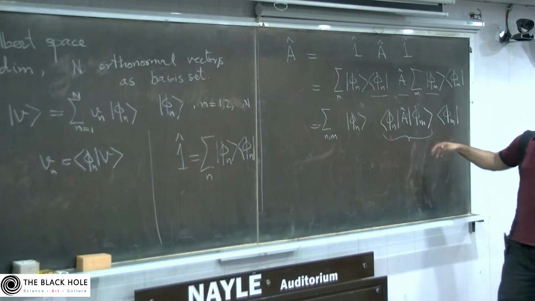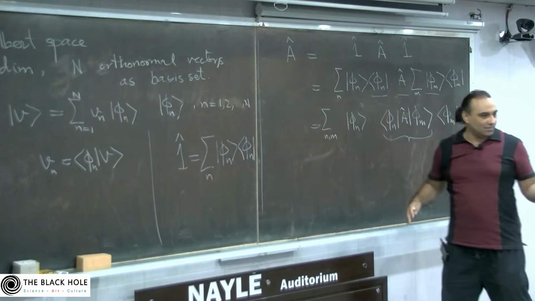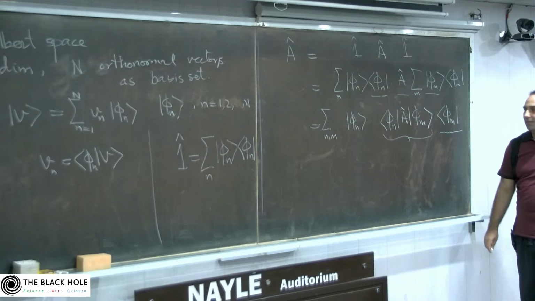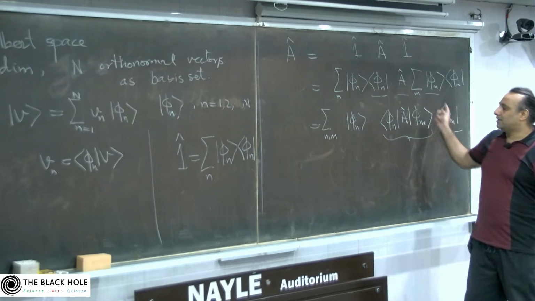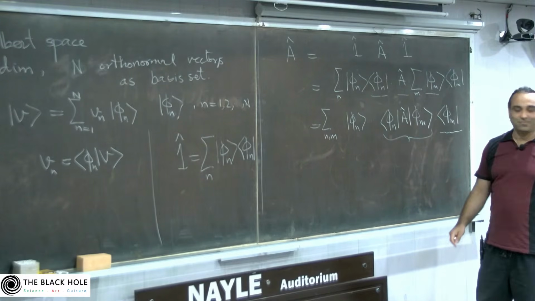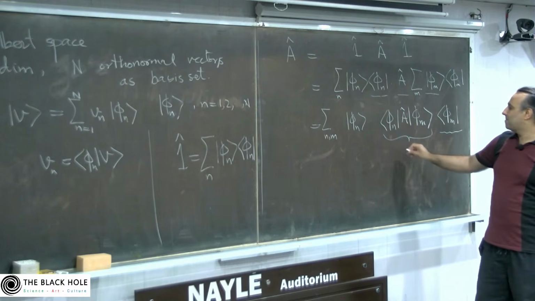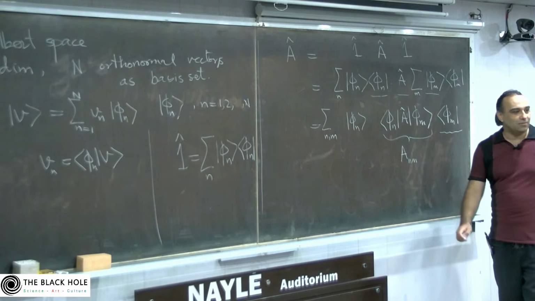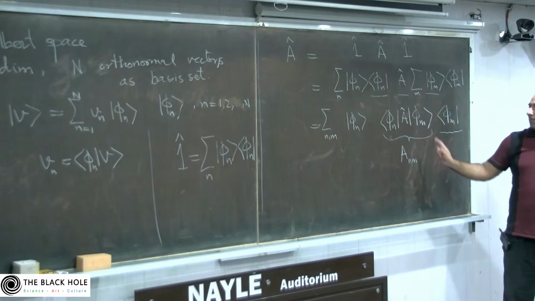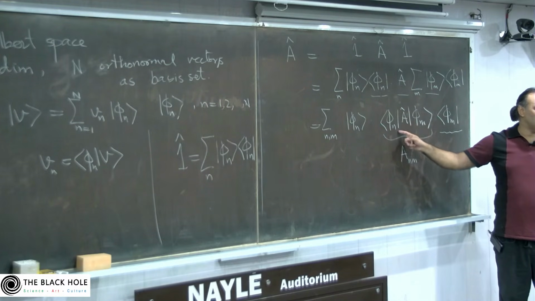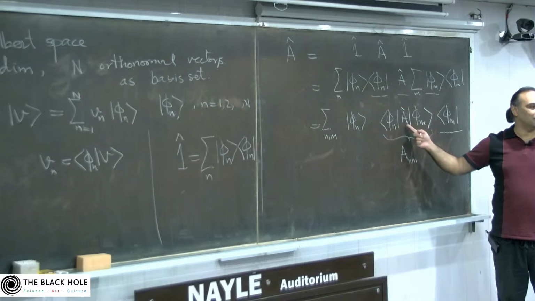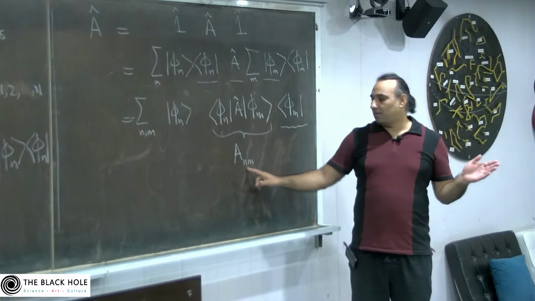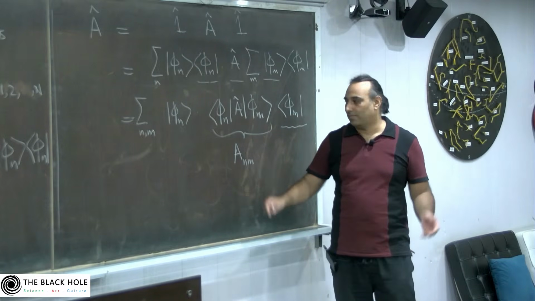Again, this is an operator. Because this is an operator, it has to be an operator, so that operator nature is here. It projects this to that. This is just a number. We can call this A N M, and what this A N M is, actually, is the matrix element of this operator in these bases. So this is A N M. It's the nth row, M column, as usual for matrices.